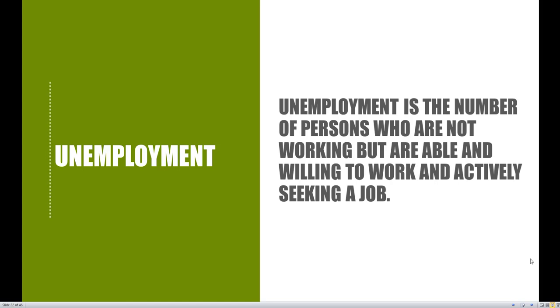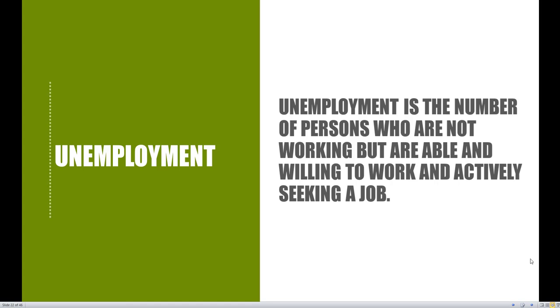So how exactly do we calculate these numbers? Will we get back to normal? How fast will we get back to normal? These are all things that we're going to be focusing in on within this particular section. Unemployment, as you can see here, is the number of persons who are not working but are able and willing to work and actively seeking a job.